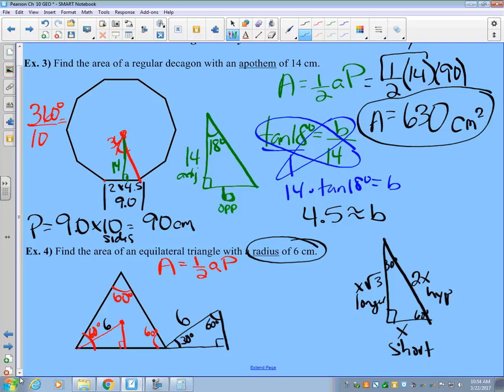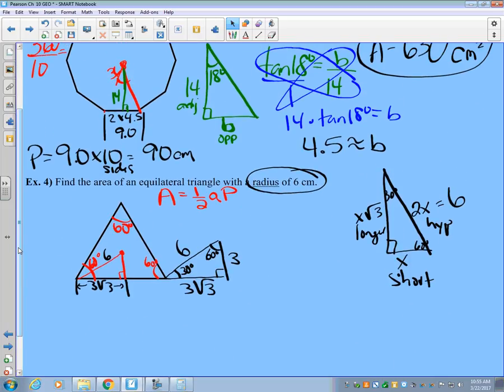what did they give us on this 30, 60, 90 triangle? The hypotenuse, the short side, or the longer side? They gave us the hypotenuse. So we know the hypotenuse is double the short side. So what does our short side have to be? Has to be 3. And we're going to need that long side to find the perimeter. So we're going to go the short side times root 3. So this is 3 root 3 from here to here.